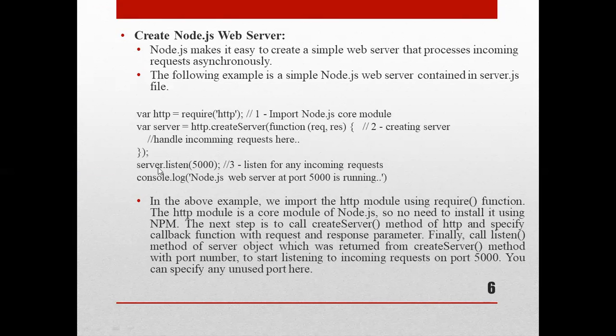And at last we have written server.listen(5000). The server is listening on this port number for incoming requests, and at last we are going to print that Node.js web server is running at port number 5000. Okay, this is the simple example of creating a Node.js web server.